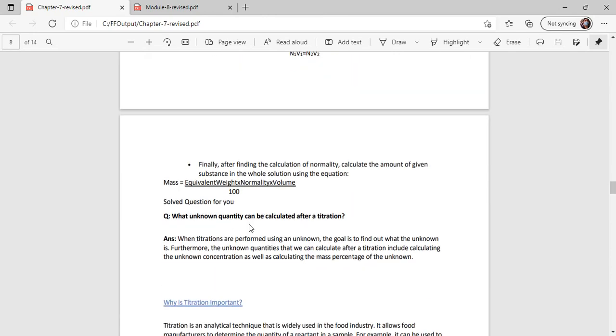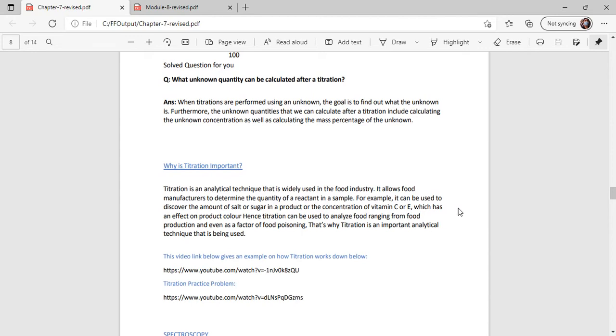So you have here some questions. What is the unknown quantity calculated after your titration? When titrations are performed using an unknown, the goal is to find what the unknown is. Furthermore, the unknown quantities that we can calculate after the titration include the unknown concentration as well as the mass percentage of your unknown. Which leads us to why titration is important.